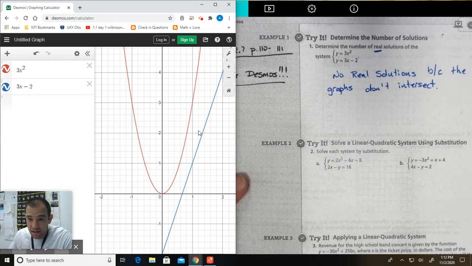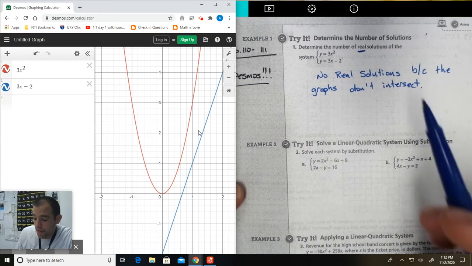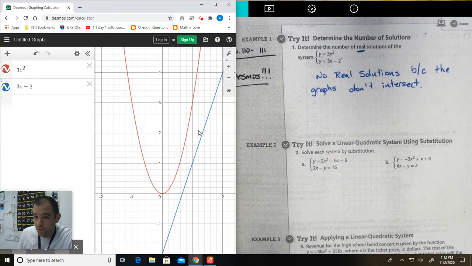Now, this problem does have two answers, right? It just so happens that they're not going to be real. These answers are going to be imaginary. So if we solved this by hand, if we actually figured out what they were, our answers are going to have i in them. So that's it for the first one, right? Determine the number of solutions. It doesn't have any real solutions.